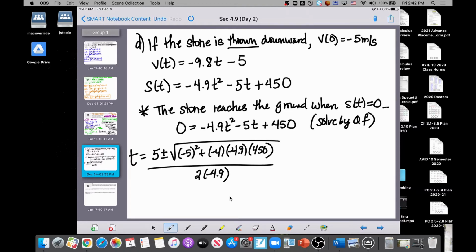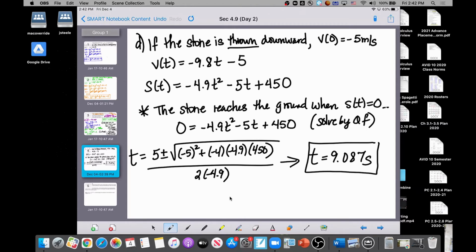The 5 plus is going to give you a negative value because you're going to be dividing by negative 9.8 in the denominator. But as you know, you're going to get two answers, one positive and one negative. Only the positive answer makes sense here because we're talking about time. And so if you do your calculations correctly, you should get t equals 9.087 seconds.